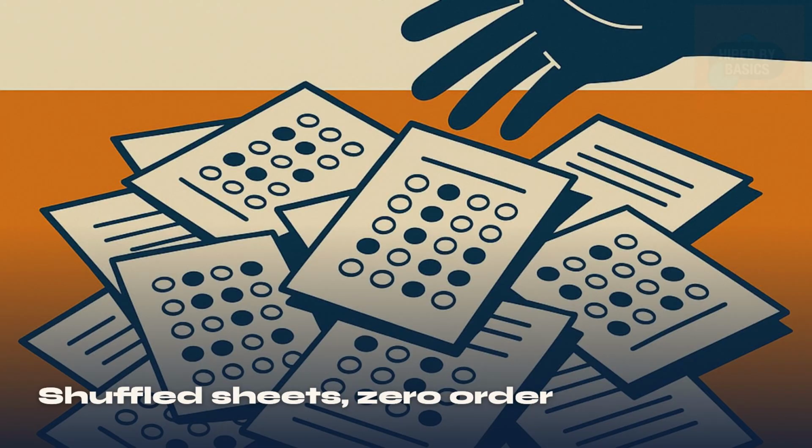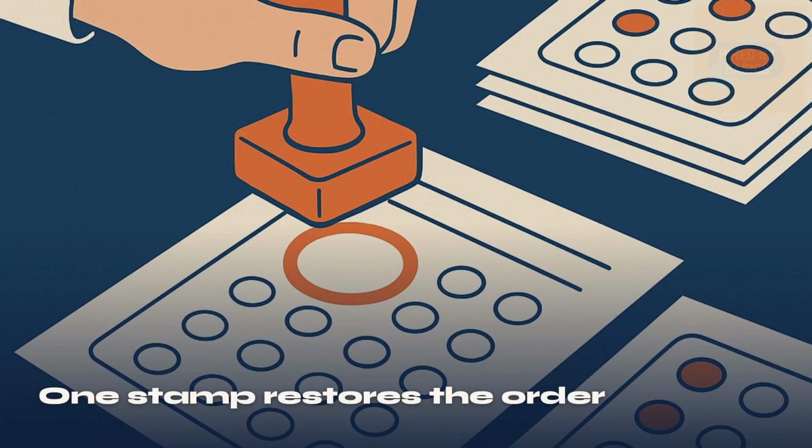Total chaos, right? Now imagine someone had stamped each sheet with the student's original seat number before collecting. Problem solved. You know exactly who wrote what and where they sat. That stamp, that is positional encoding.